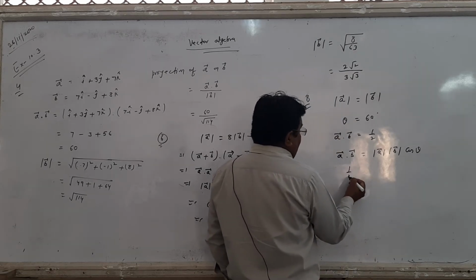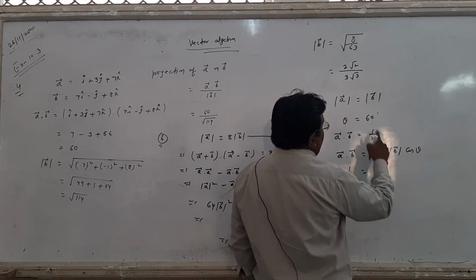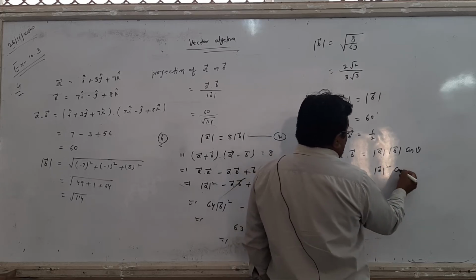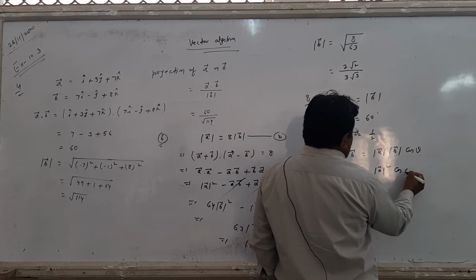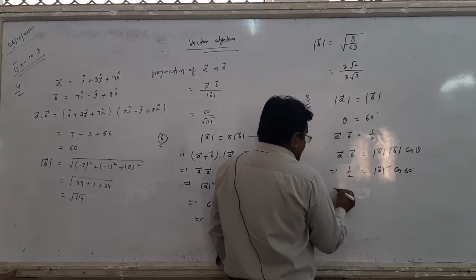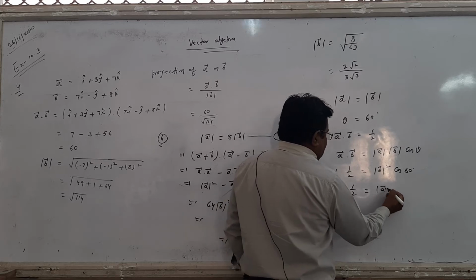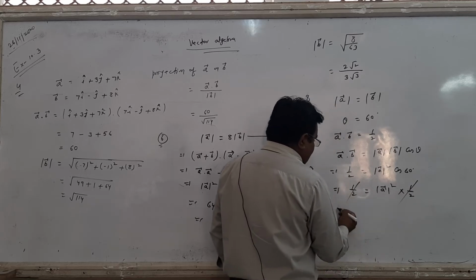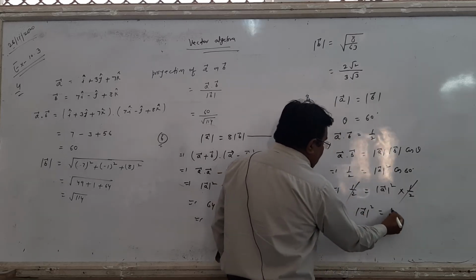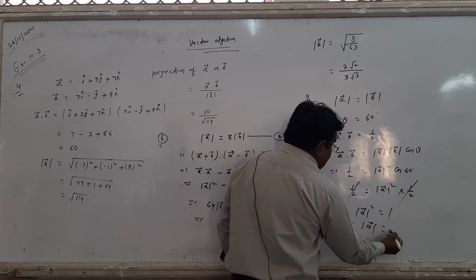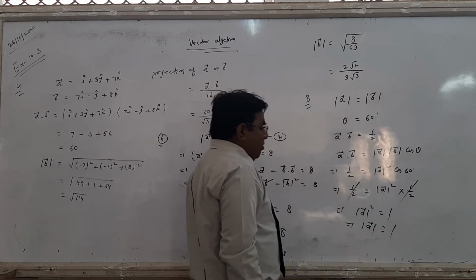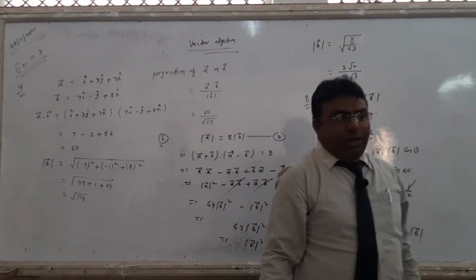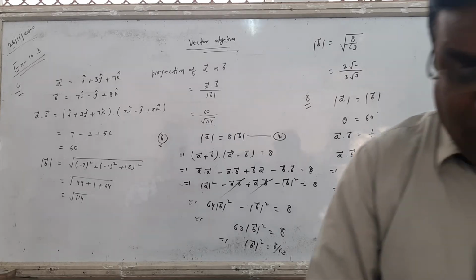Then A dot B is given as 1 by 2, and magnitude of A and magnitude of B are equal, that is magnitude of A square, and cos theta is cos 60 degrees. Then 1 by 2 as it is, magnitude of A square as it is, and cos 60 is 1 by 2. Then 1 by 2 and 1 by 2 cancel. Magnitude of A square equals 1. That means the magnitude of A is 1. Right? So what is the magnitude of B? The same, this is 1. And whenever the magnitude of a vector is 1, that means this is a unit vector.